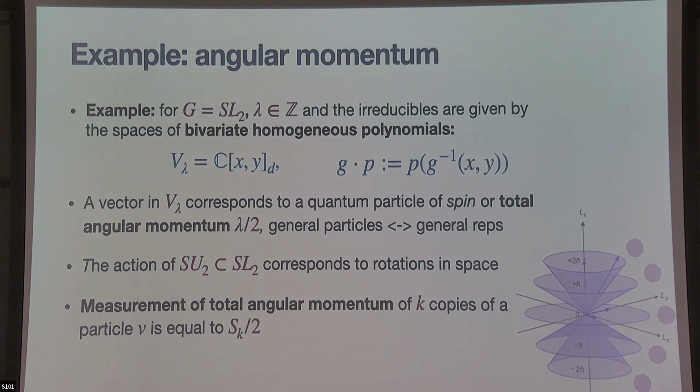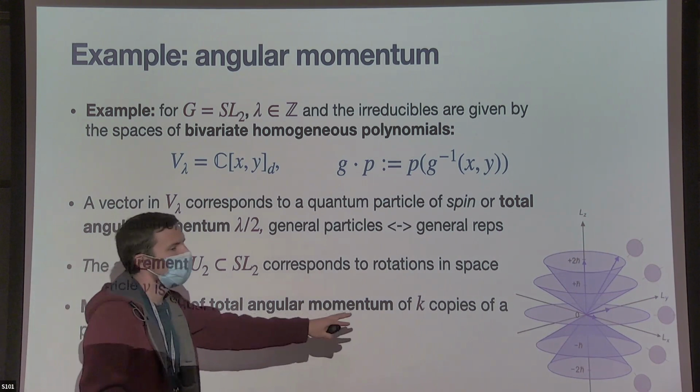And what I think is neat is that if you take a particle in some state V and you take k copies of it, measuring the total angular momentum gives you exactly this random variable S_k. What does total mean? Total means you imagine you have a bunch of particles in your lab and you measure the angular momentum of the whole system. But there's only one particle. Yeah, but all k copies, I mean. Oh, I see.